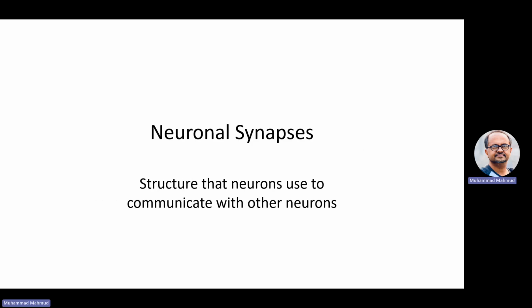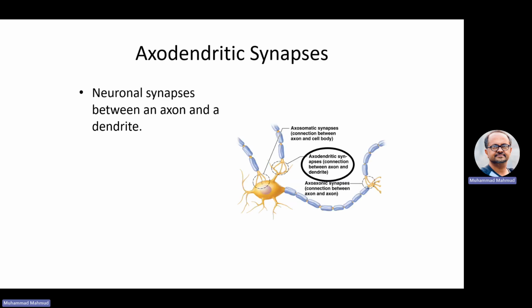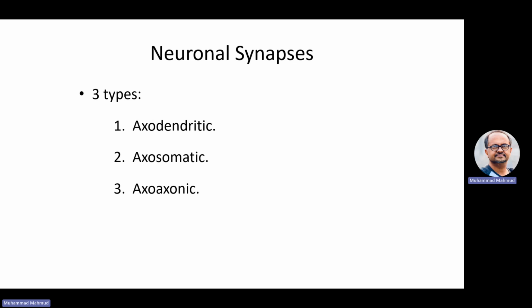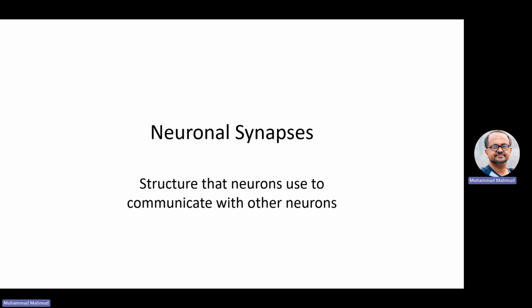What is a synapse? The structure that neurons use to communicate with other neurons. If you take a look at this picture, you will see that one neuron is connected to the other, and there are billions of those neurons which are actually communicating with each other. That junction, another word for synapse is junction, and this is the neuronal synapse.